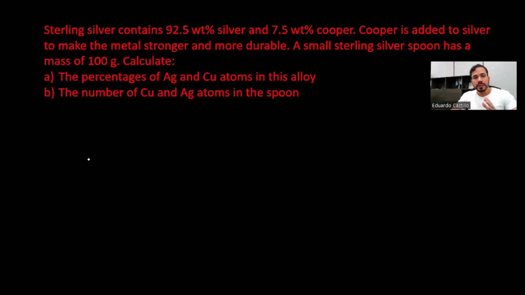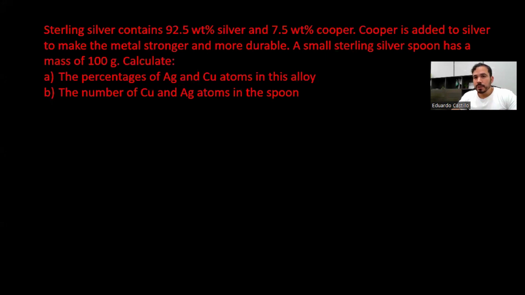So let us solve this new problem. This new problem states that sterling silver contains 92.5 weight% silver and 7.5 weight% copper. Copper is added to silver to make the metal stronger and more durable. And this is true. It usually happens with gold.